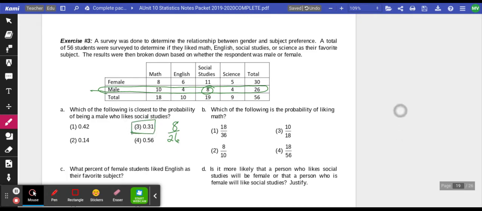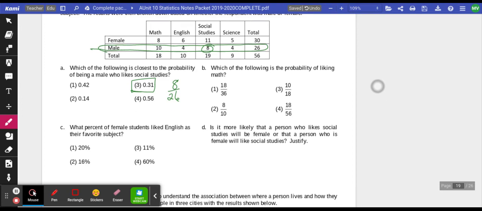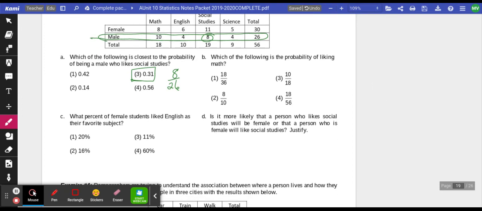So I want you to pause and try B, C, and D and come back and check. So which of the following has probability of liking math? So liking math, that's just 18 out of our total, which is 56. They didn't indicate male, female.